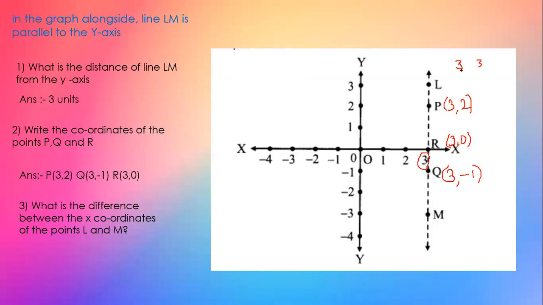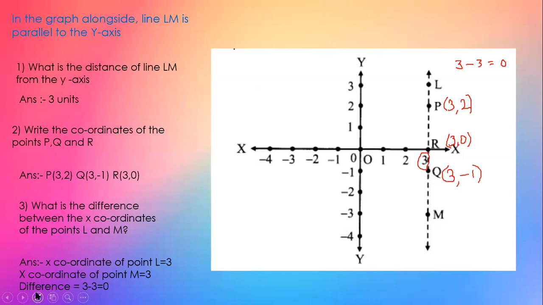Now we got the x coordinate of point L as 3 and the x coordinate of point M as 3. And we need to find the difference between the both, which means we have to minus 3 from 3. So if you minus 3 from 3, what answer will you get? You will get 0, right? So the answer: the x coordinate of point L is equal to 3. The x coordinate of point M is equal to 3. Difference is equal to 3 minus 3, that is 0.